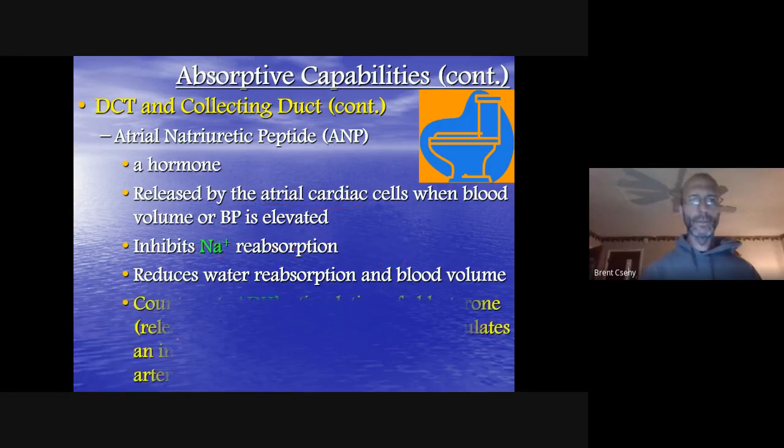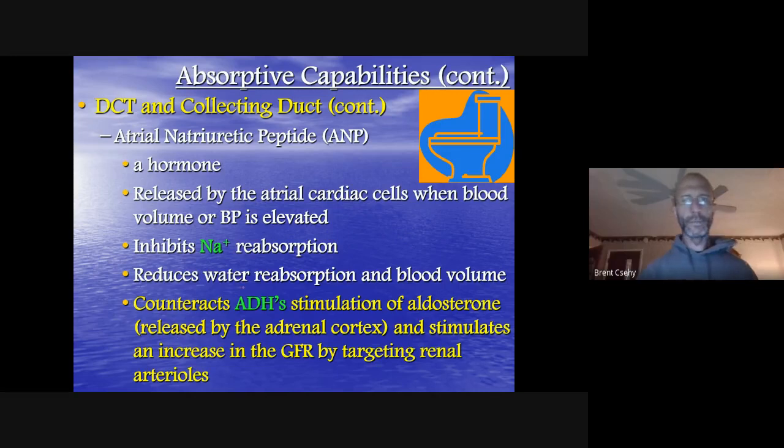I already talked about aldosterone. We'll talk about ADH in just a second, although we did talk about that in the last lecture. So aldosterone increases blood pressure by sodium and water. ANP, the opposite.